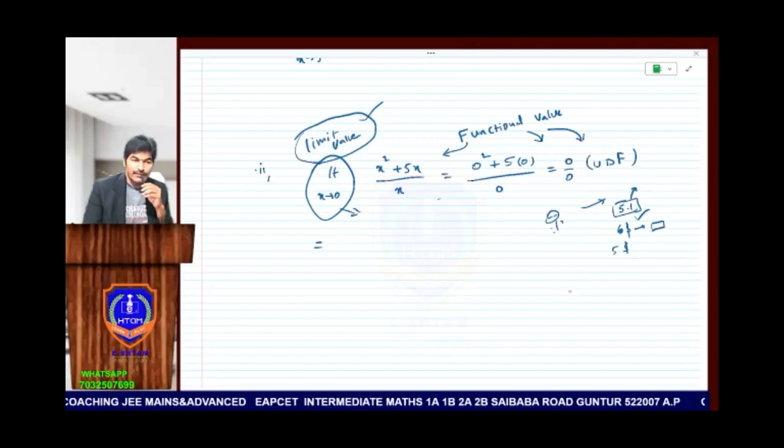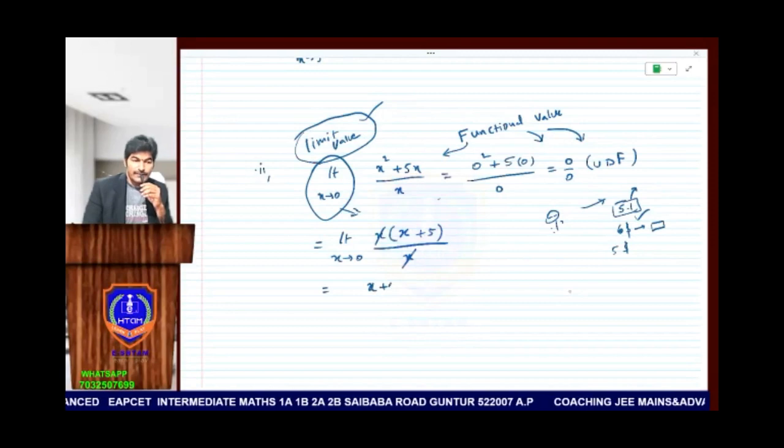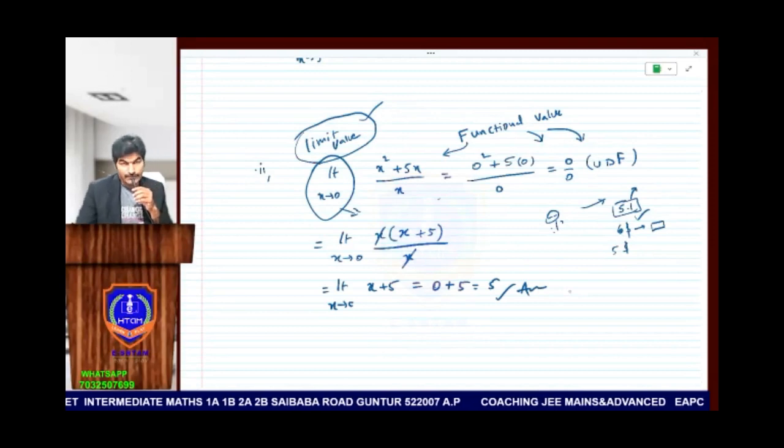But here we are doing a limiting operation. Limiting operation means you are allowed to do what you want. So limit x tends to 0, take common: x times x plus 5 over x. Yes, you can also cancel that x. Now what is left? x plus 5, limit x tends to 0. Now you can replace x with 0 here. That will be the answer. Actually, this is the limit value, not the exact value. Understood? Next, we will do the next question.